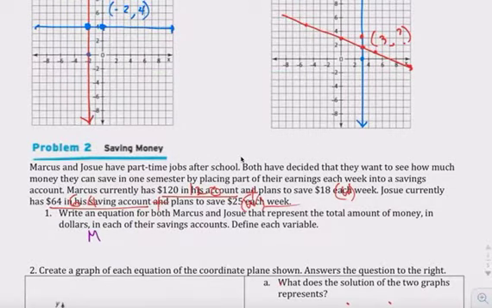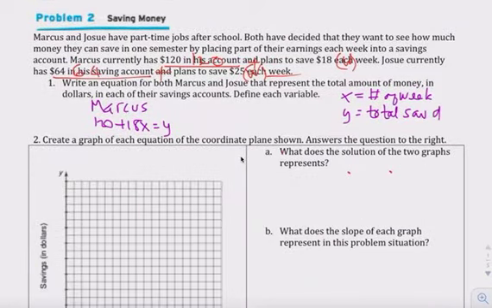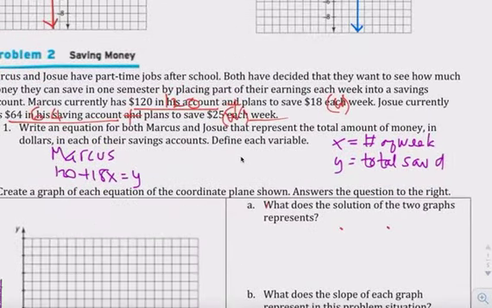Okay, let's look at Marcus here. Marcus is $120 plus 18 weeks, for x, we want x to equal the number of weeks. We add those two things together, we get y. y is the total amount saved. Total saved. Okay, down here, look, it says savings in dollars. So y is savings in dollars.